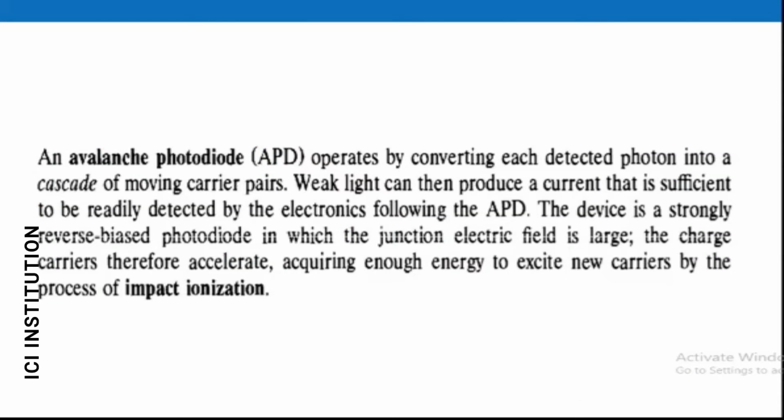An avalanche photodiode operates by converting each detected photon into a cascade of moving carrier pairs. Weak light can then produce a current that is sufficient to be readily detected by the electronics, followed by the APD, that is avalanche photodiode. This device is a strongly reverse biased photodiode in which the junction electric field is large. The charge carriers therefore accelerate, acquiring enough energy to excite new carriers by the process of impact ionization.